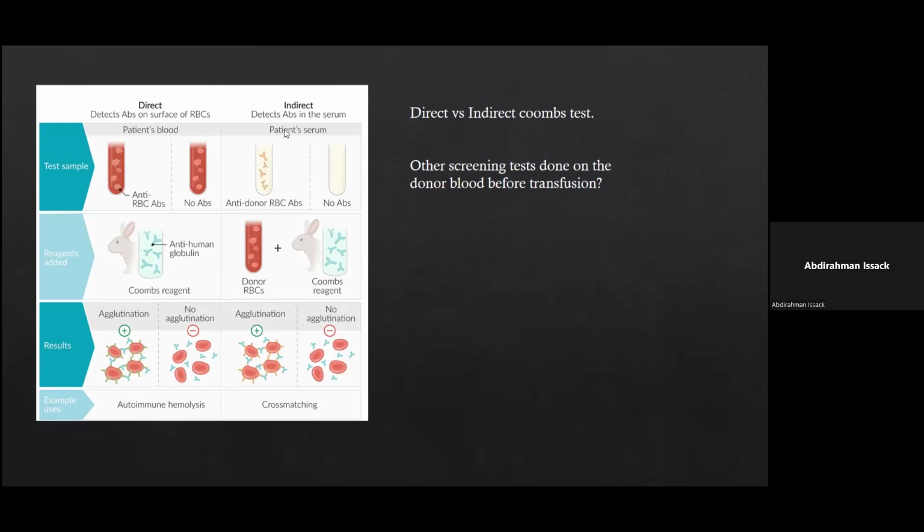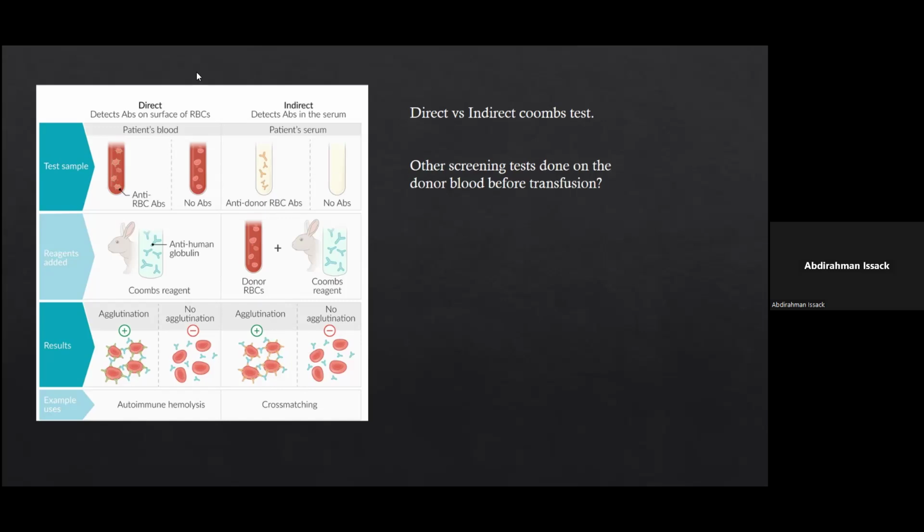For the indirect Coombs test, we use the patient's serum, and you add the Coombs reagent. If the recipient's RBCs are sensitized to the antibodies, they will react with the Coombs reagent and agglutinate, which is now positive for the cross-matching. This will show that the recipient's RBCs are already sensitized to the exposed antibodies previously, so it will agglutinate. It will not be compatible with the donor's blood. Okay.